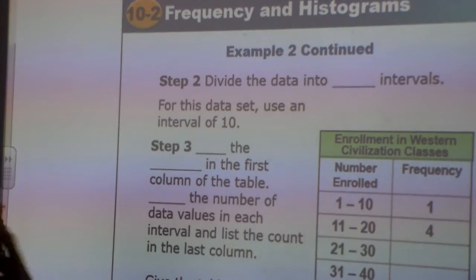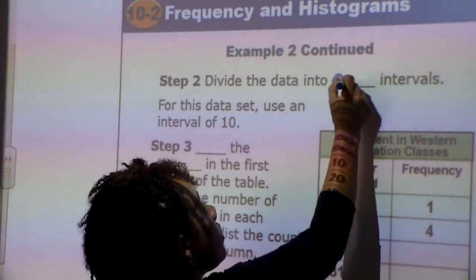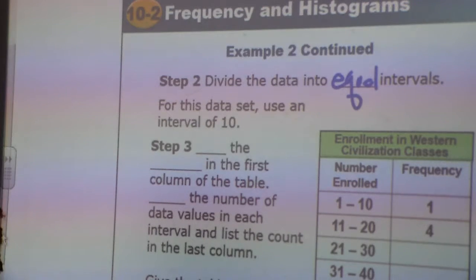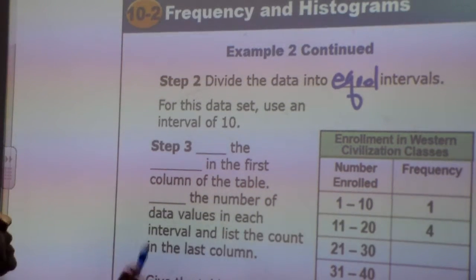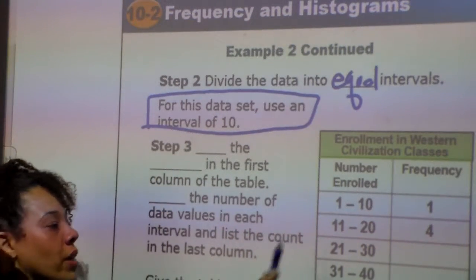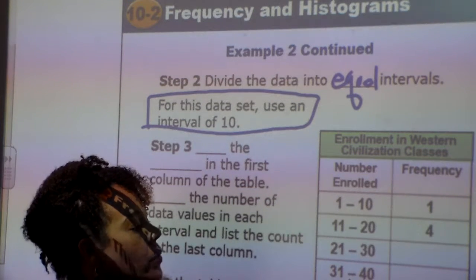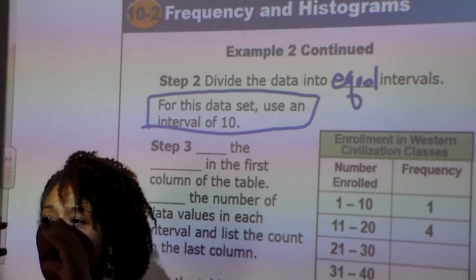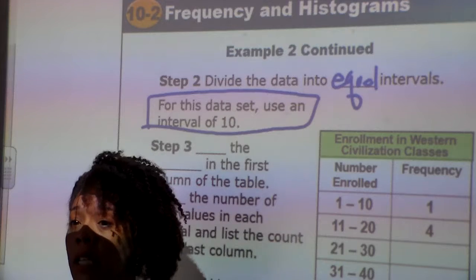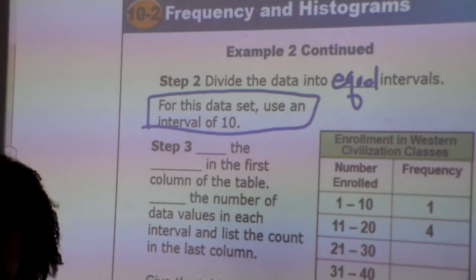Here, we're going to use those numbers, and we're going to divide the data into equal intervals. So that fill in the blank is the word equal. For this data set, we're going to use equal intervals of 10. What that means, it's going to run from 1 to 10, 11 to 20, 21 to 30, 31 to 40. That means in groups of 10s. By 10s are our intervals. Again, I'm not going to talk about how to choose the best interval in this video, but we will talk about how to create the chart, the table.